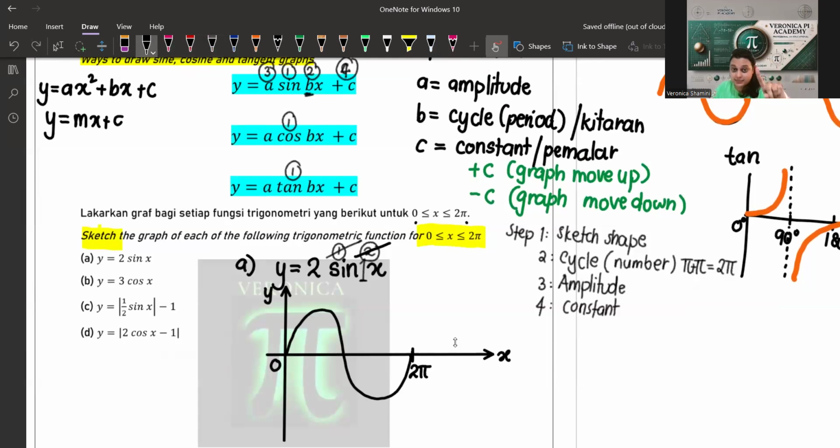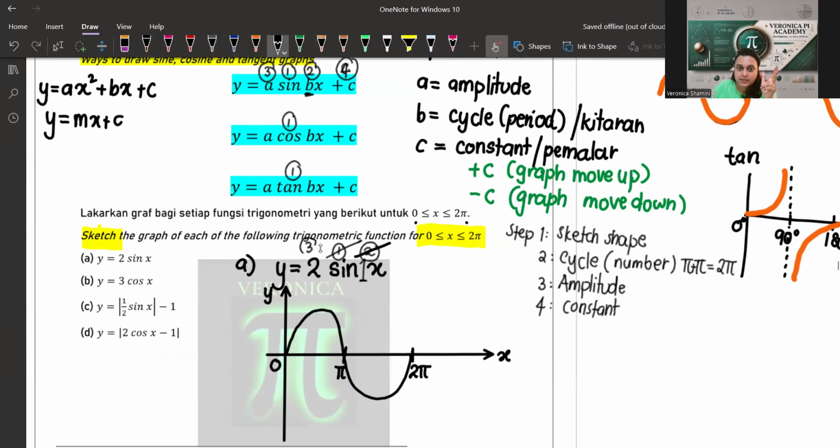Lepas dah buat cycle, kitaran. After doing the cycle, then only you label that. Faham tak? So don't label before that lah. Sebelum tu jangan label. Okay, after you dah label 2 pi, you find the middle of the graph. Which part is the middle? This is the middle of the graph kan? Sini you can label pi. That is already good enough. These two labeling sudah cukup. Good enough already. Okay? Okay, step 2 done.